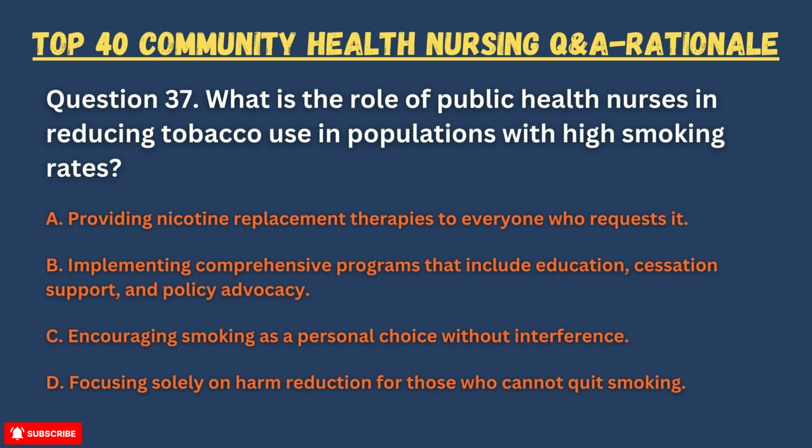Question 37. What is the role of public health nurses in reducing tobacco use in populations with high smoking rates? A. Providing nicotine replacement therapies to everyone who requests it. B. Implementing comprehensive programs that include education, cessation support, and policy advocacy. C. Encouraging smoking as a personal choice without interference. D. Focusing solely on harm reduction for those who cannot quit smoking.